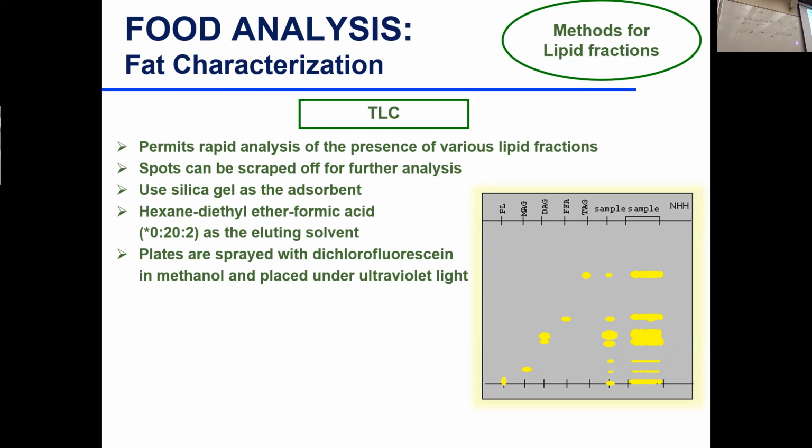So it's very qualitative, and in order to see the different fractions, after they run the TLC, they spray it with dichlorofluorescein, so you get the fluorescence and you determine the presence of these different components.